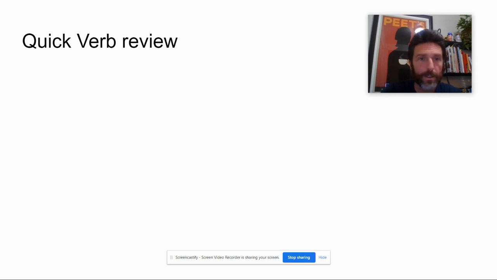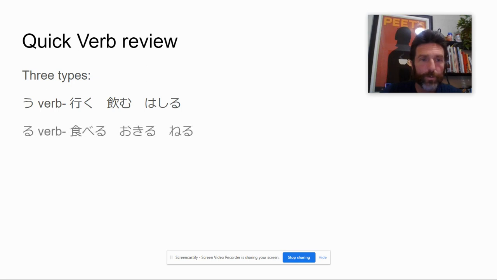Whenever we talk about conjugating verbs, we talk about 3 different types of verbs. They are, wait for it, the u verbs, for example, iku, or nomu, or hashiru. Next are ru verbs, taberu, okiru, and neru. And our last group, as you know, is irregular verbs, which are suru and kuru.